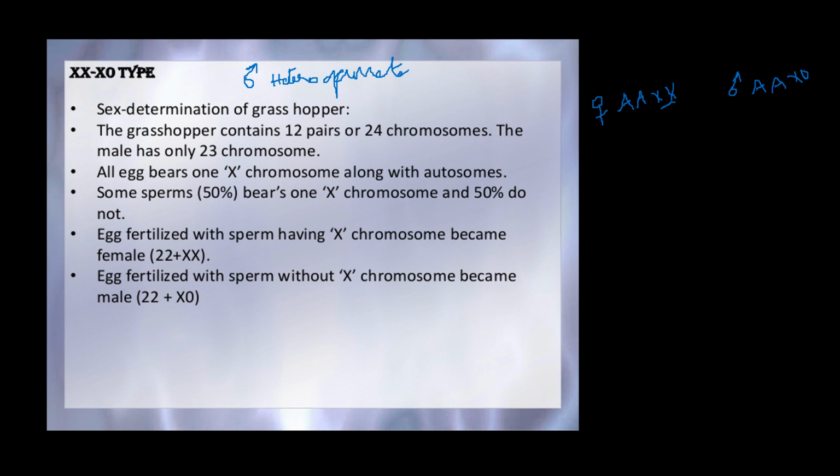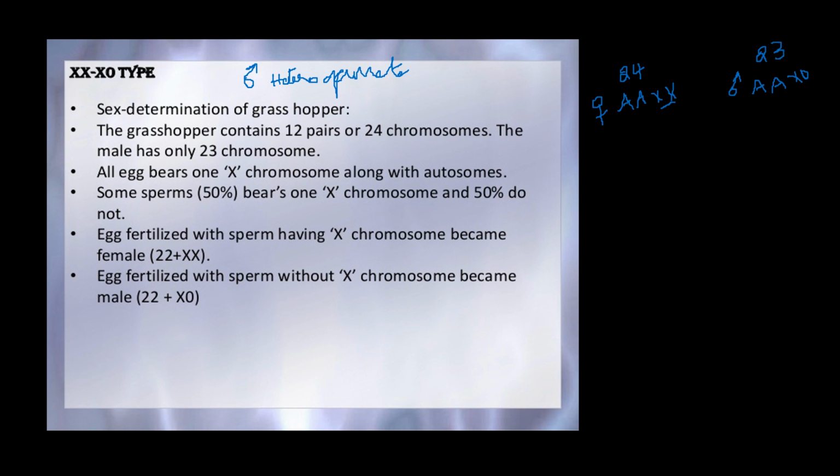Suppose you take the grasshopper, it consists of 12 pairs of chromosomes. So the female will have 24 chromosomes in total. Now how many chromosomes does the male have? One less than the female, so the total number of chromosomes will be 23.